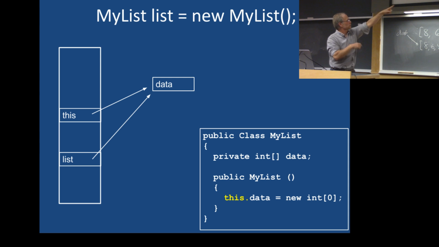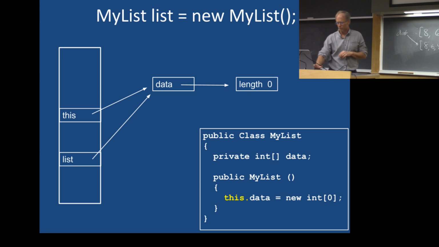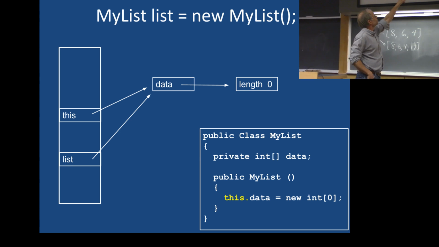Okay, so now the constructor is running. It has access to this. What's the constructor going to do? What's going to change about my picture now? Right, it's going to store a reference to an array up there next to data. So you get that picture. And I put that to indicate it's an array of length 0. So this refers to an object. The object contains a reference to an empty array.